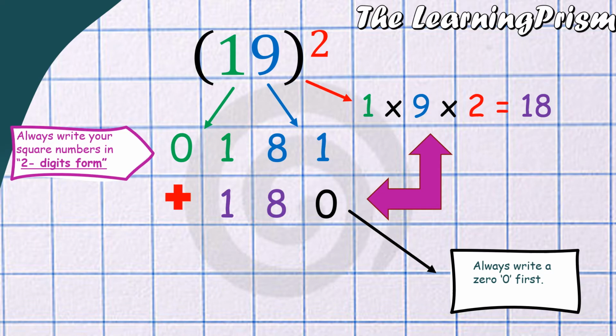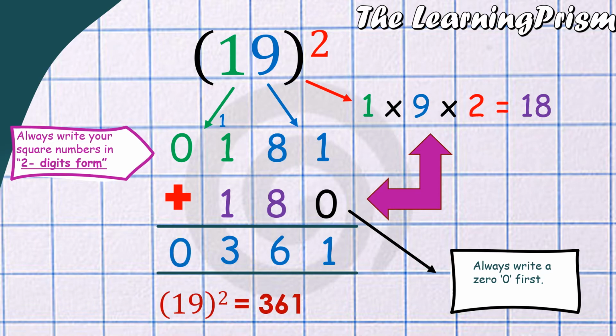And the last step is we will add these numbers together. So 1 plus 0 is 1. 8 plus 8 is 16. So we will write 6 here and we will carry 1. And then 1 plus 1 plus 1 is 3. So the square of 19 is 361. In the beginning, it would take a little longer, but once you've understood the method, it would just take 15 seconds to calculate the square of any two digits number.